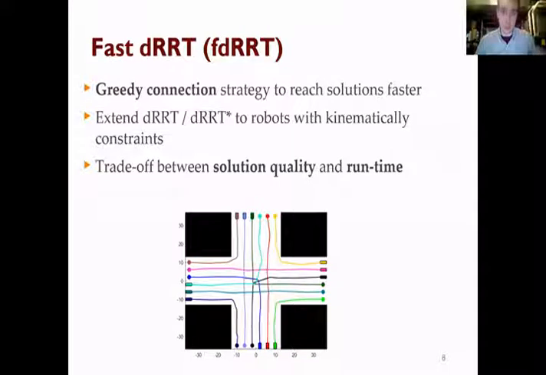Furthermore, in our use cases and in our test cases, we extend DRT star to robots under kinematic constraints, and specifically Dubin's constraints. And what we find as a result is that there's going to be an implicit trade-off between solution quality and runtime of the planner when we compare it to DRT star.